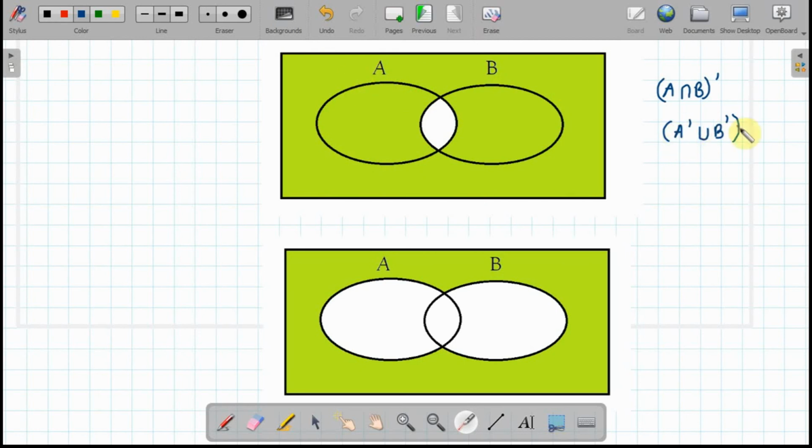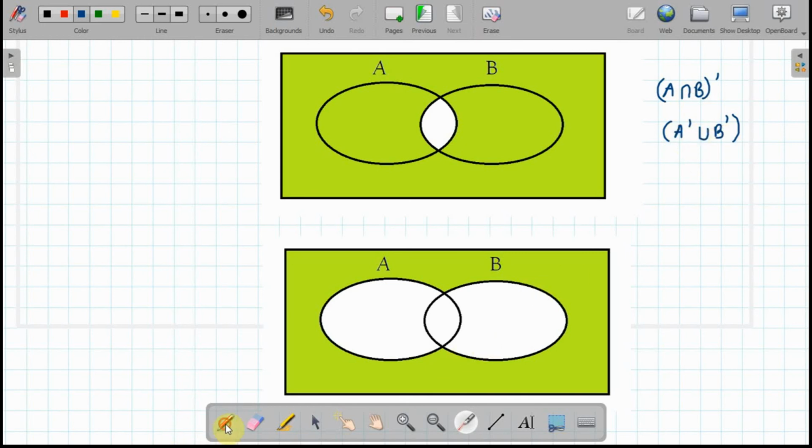So not A union not B. Firstly, not A would be the crescent of B and everything on the outside. That's the first condition. The second condition would be not B, which is the crescent of A. That's what we're going to shade, and everything on the outside. And since it's union, we can shade either one of the conditions or the other. So we're going to shade both of them, right? Essentially, A intersection B not is the same as not A union not B.